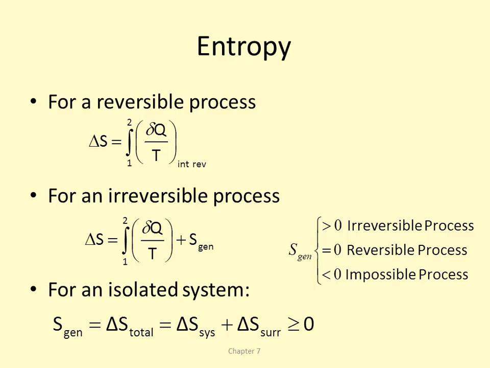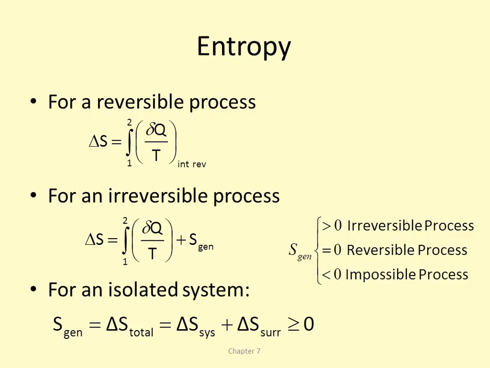So for entropy, we've determined that there are a couple of properties that are different between entropy and energy. So for energy, we cannot create it, we cannot destroy it. Entropy, we can create. Okay, so for a reversible process, the change in entropy is equal to the integral of del Q over T. But for an irreversible process, we have this additional term called the entropy generation.